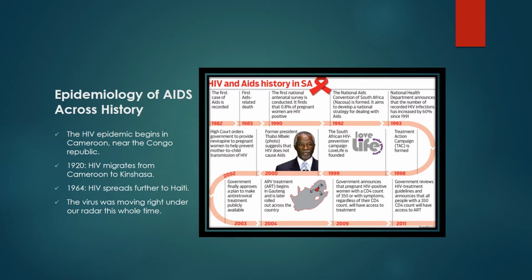It was not until 1982 that AIDS was officially recorded as an actual disease. 3 years later, the first patient struggling with this disease had been pronounced dead, unfortunately, eventually leading to the foundation of the National AIDS Convention of South Africa in 1992.